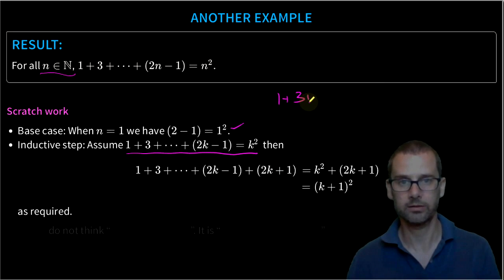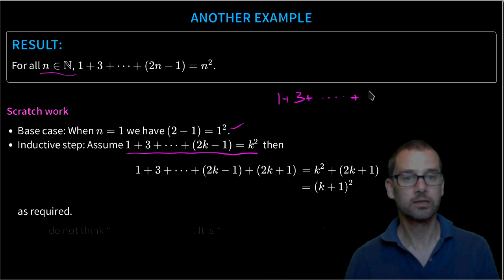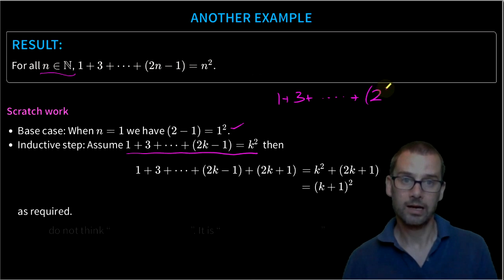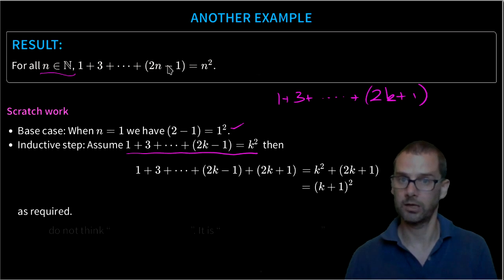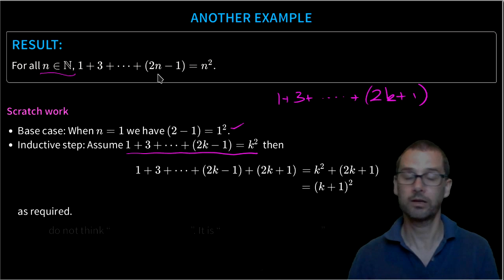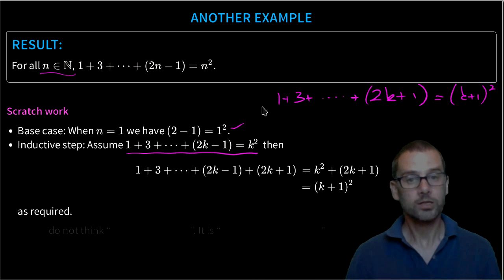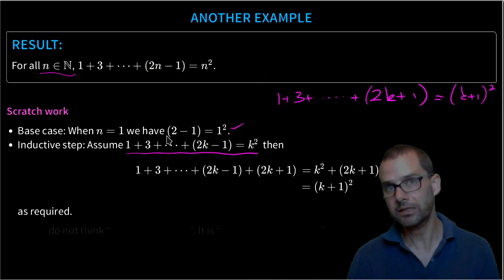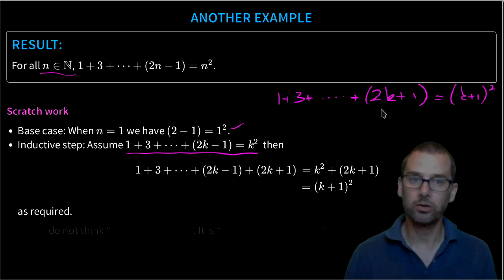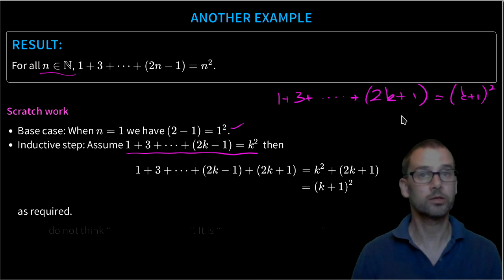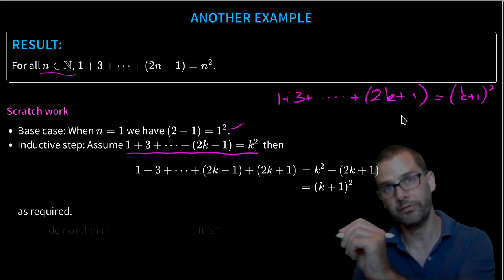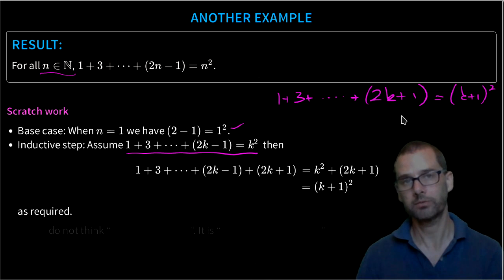So we want 1 plus 3 plus dot dot dot plus 2k plus 1. Okay, so if we substitute n is k plus 1, that's what we're going to get. And we want this to be k plus 1 squared. So what we're going to try to do is take this line here and make it look like what we want. Because remember, we're actually proving that p of k implies p of k plus 1.